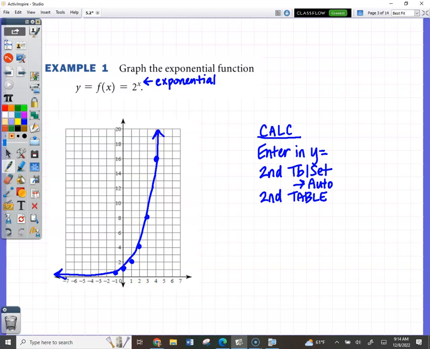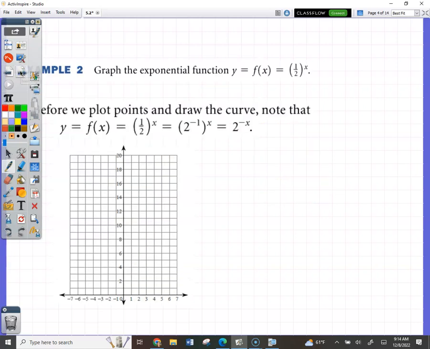Alright, let's do the next one. We're entering 1/2 raised to the x power. Okay, I need you to make a note. Be careful. If you're entering a fraction raised to an x power, be careful. I'm going to make a note.